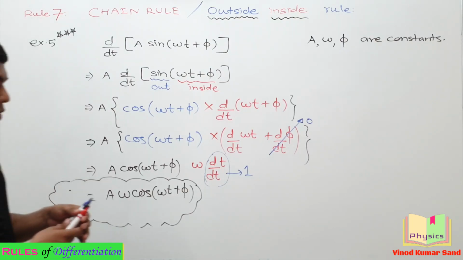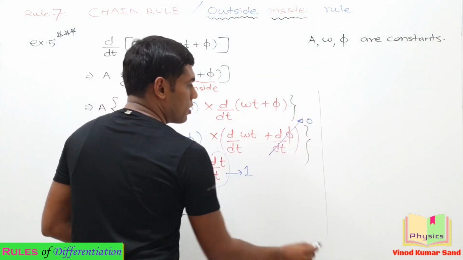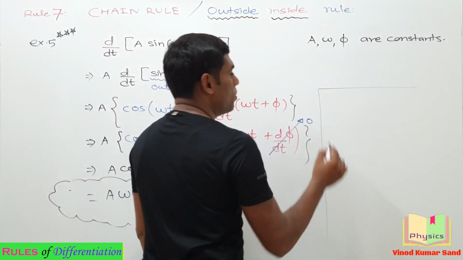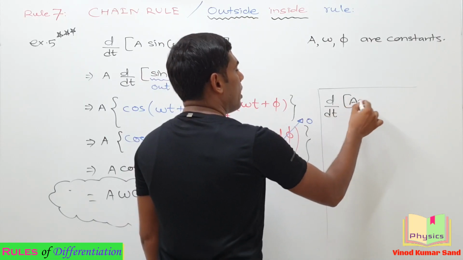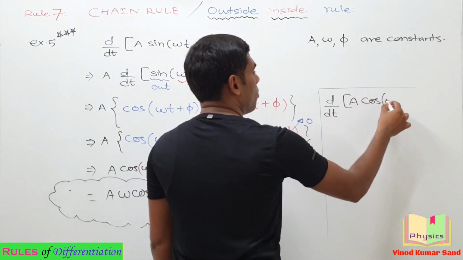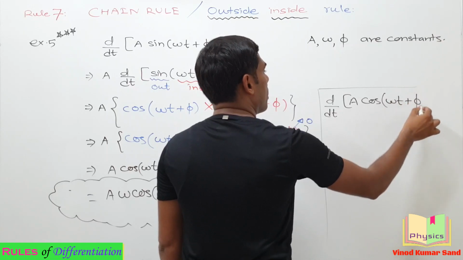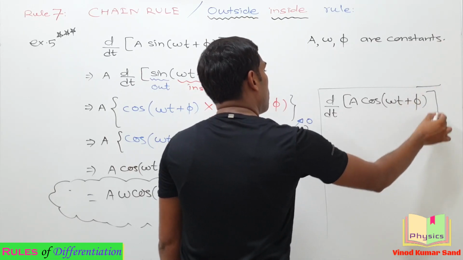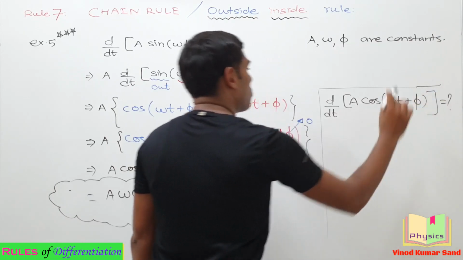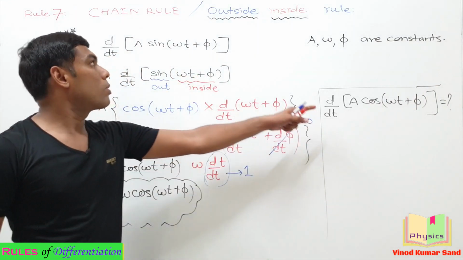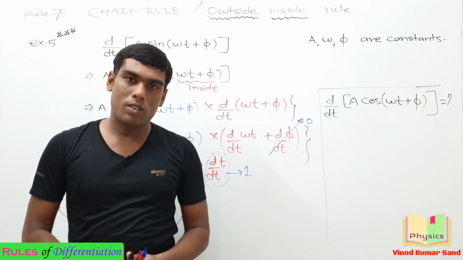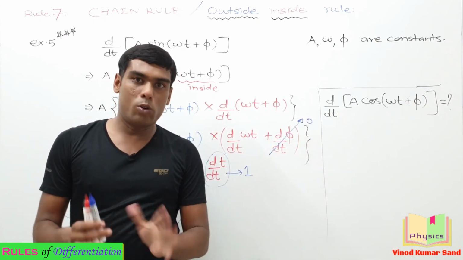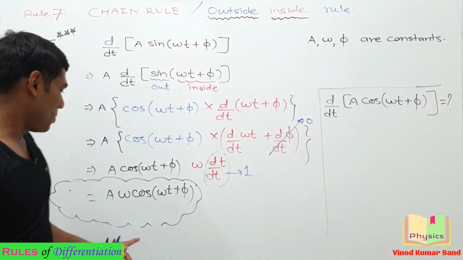And one question, you should give it a try. It's for you. Obtain d by dt of a cos omega t plus phi. Post your answer in the comment box. What value are you getting for this? Because if you understood this one, it's a similar question. So I am not solving it. You will do it yourself. Okay? Note it down.